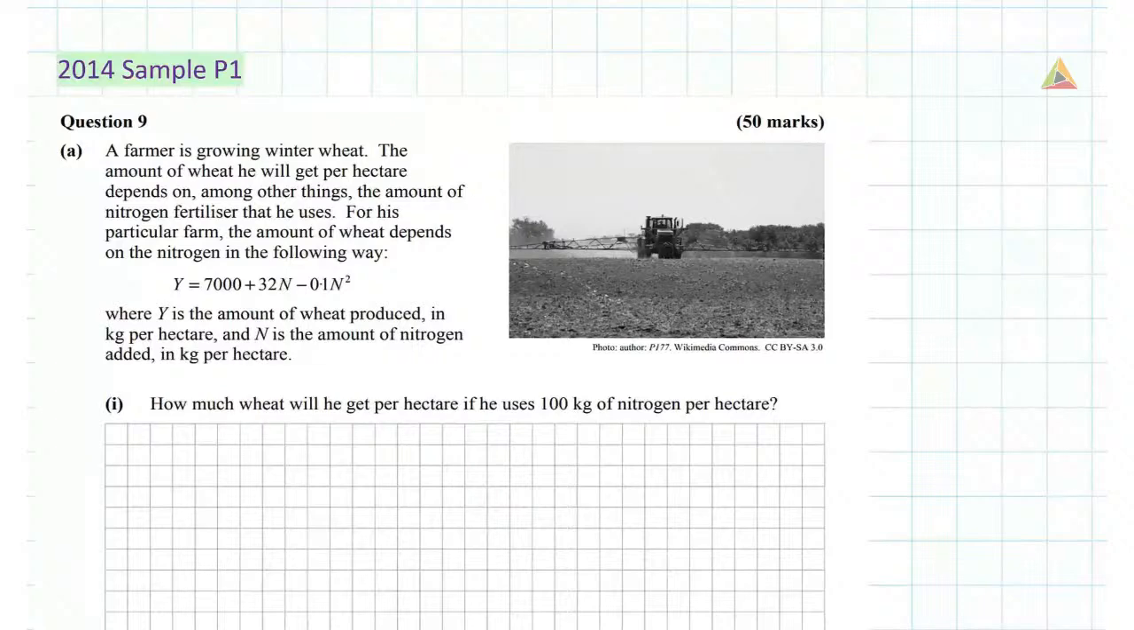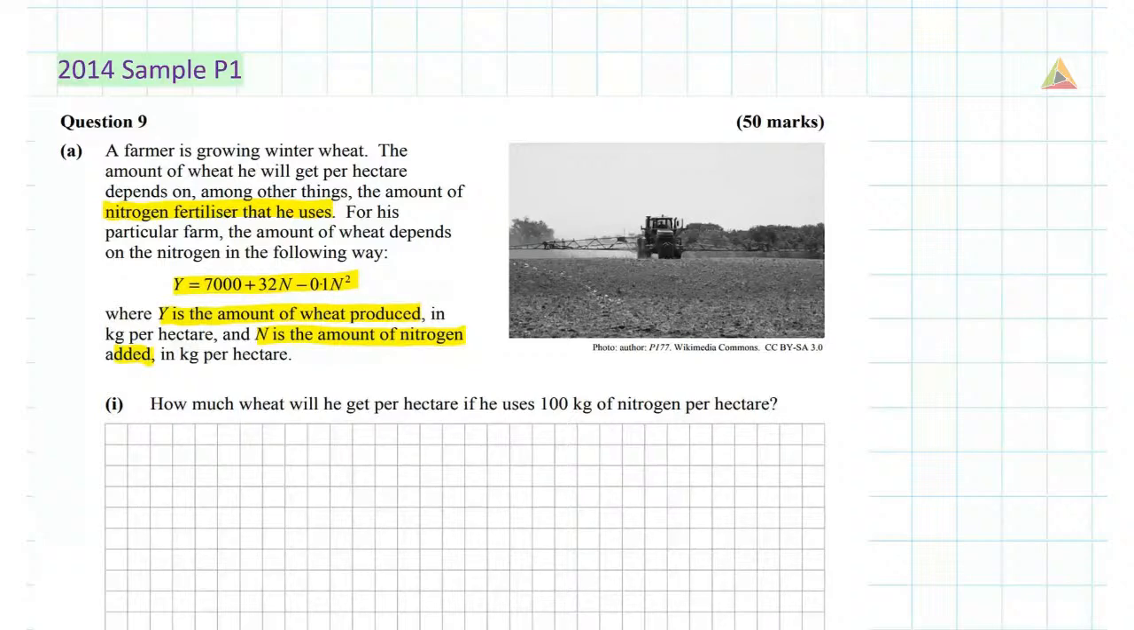So part A, a farmer is growing winter wheat. The amount of wheat he will get per hectare depends on, among other things, the amount of nitrogen fertilizer that he uses. For his particular farm, the amount of wheat depends on the nitrogen in the following way. So there's our formula. And this is important, where Y is the amount of wheat produced and N is the amount of nitrogen added in kilograms per hectare.